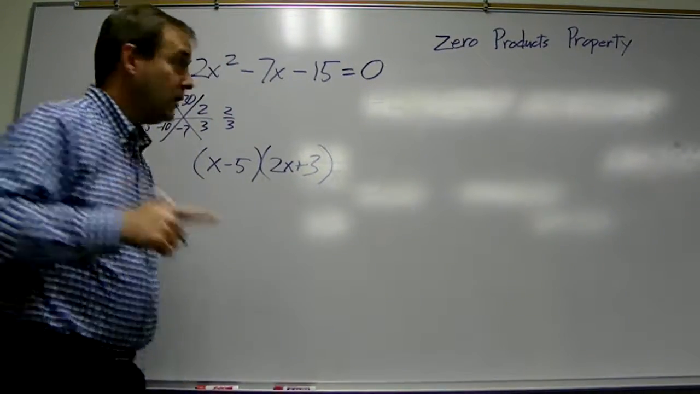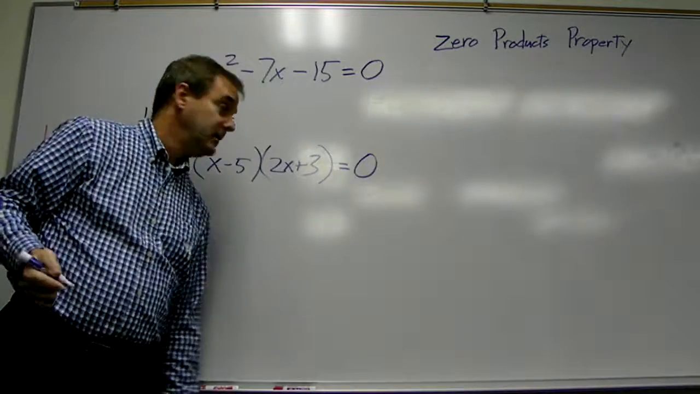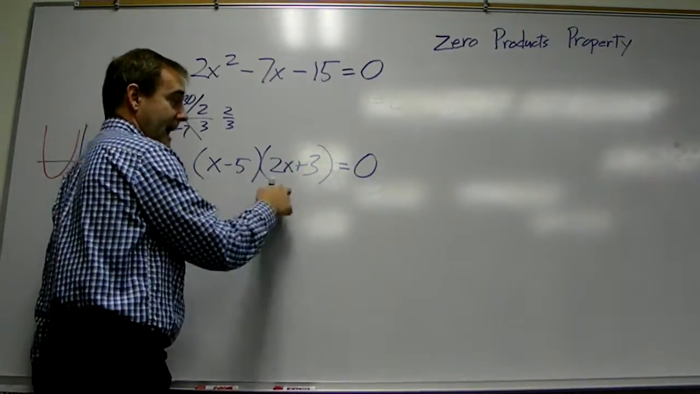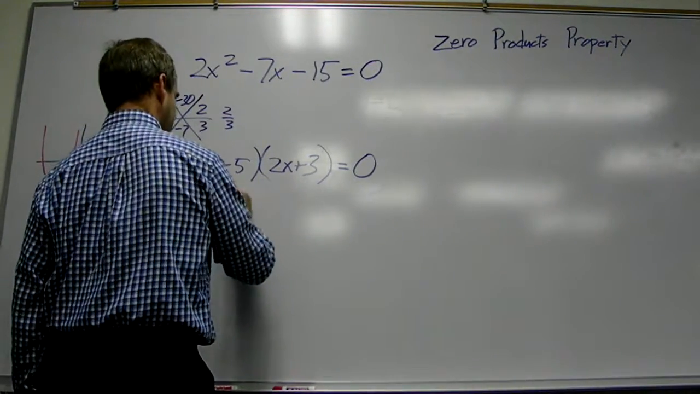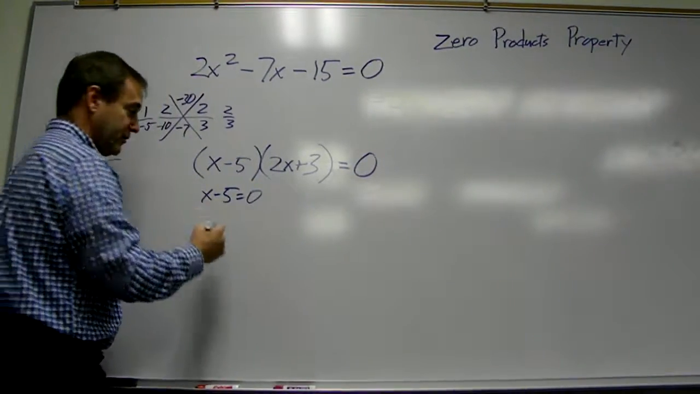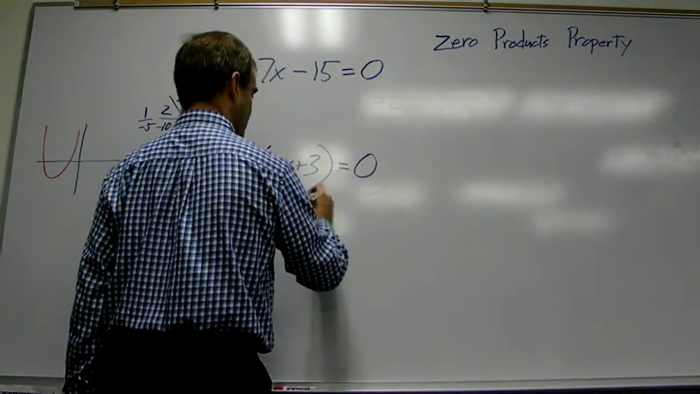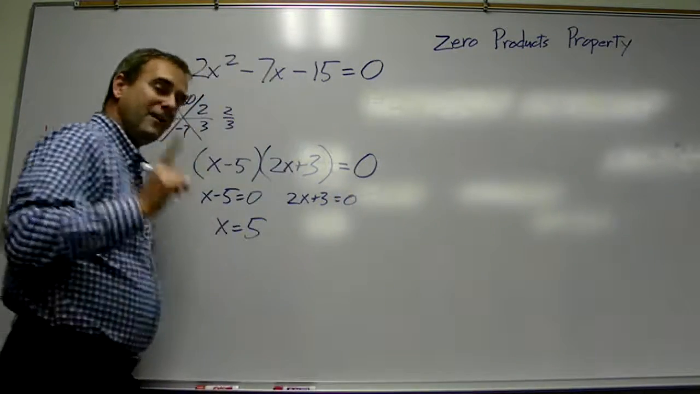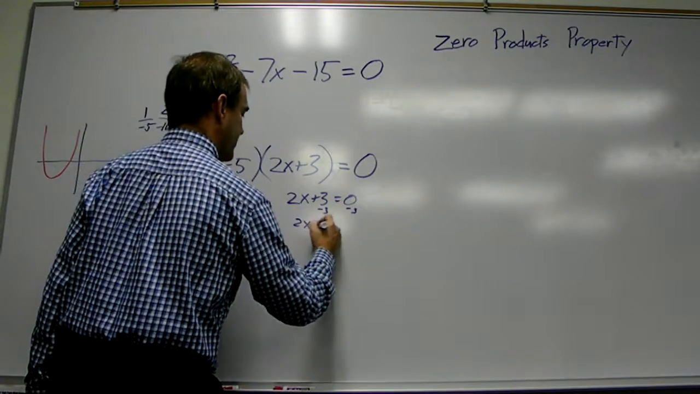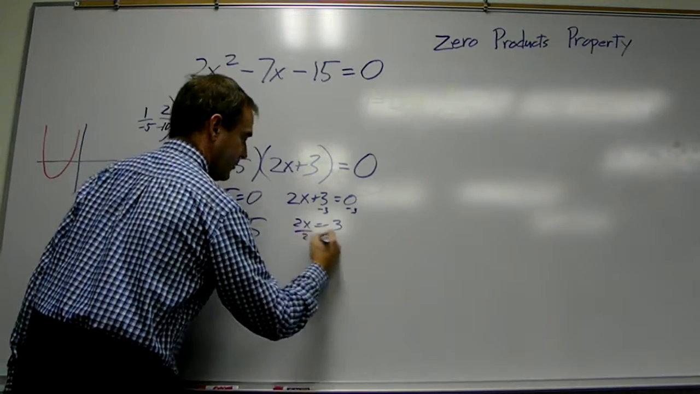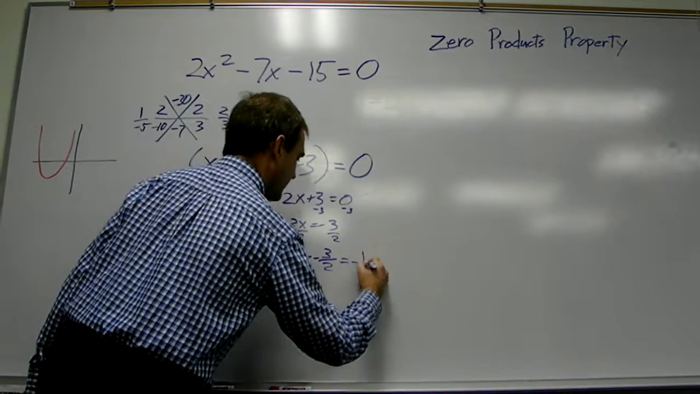Take it apart. Remember, it's all equal to 0. So this is equal to 0. And this is the new bit. If these multiply and make 0, then one of them has to be 0. So let's say x minus 5 is 0. Add 5 to both sides, and x must be 5. Or 2x plus 3 is equal to 0. This will be a little tougher to solve, right? We'll have to subtract 3 from both sides. So 2x equals negative 3. And then we'll divide both sides by 2 to find x is negative 3 over 2, or negative 1.5.